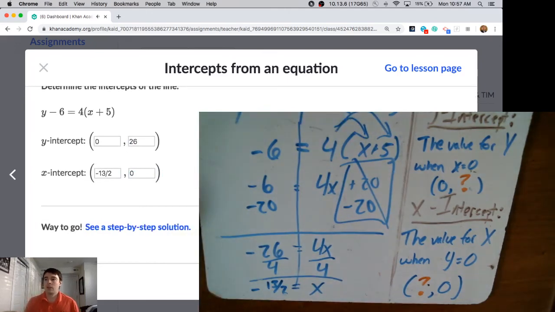The video is going a little lengthy at this point, so I'm not going to continue into the third and the fourth example. They're very similar. To find a y-intercept, you plug in a 0 for x, then solve for y. And to find an x-intercept, you do the opposite. You plug in a 0 for y, and then you solve for x.